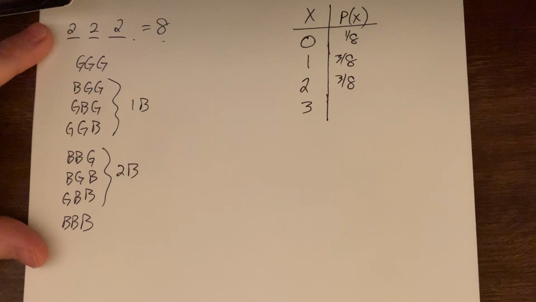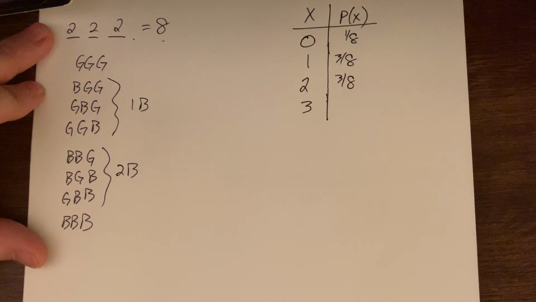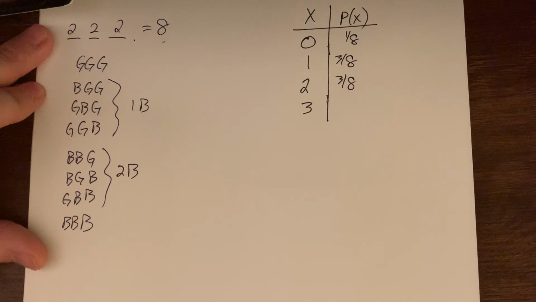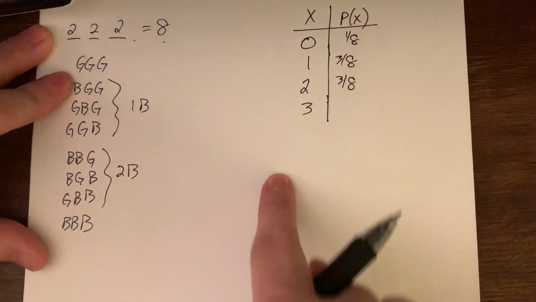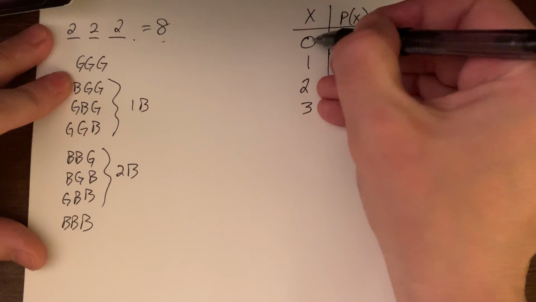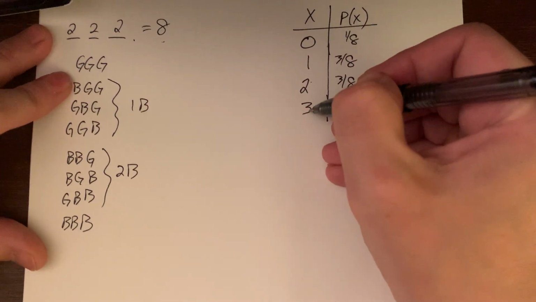I'm doing this problem based on children and looking at boys and girls. This would be the exact same situation if I talked about flipping a coin. If I flipped a coin 3 times and wanted to keep track of the number of heads that I got, you'd have the exact same situation. 0 heads, 1 head, 2 heads, 3 heads.